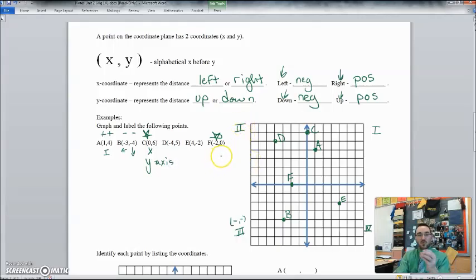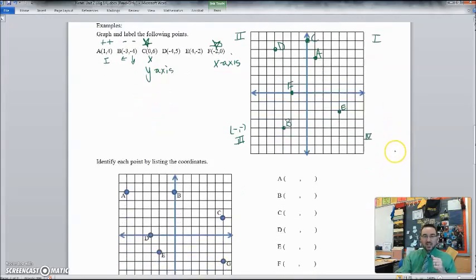Likewise, if I have a 0 for my y, I am on the x-axis because I didn't go up or down for my y value. So I'm still on that x-axis. I haven't moved anywhere up and down. So just keep that in mind. You can check your work again, and we're going to move on.